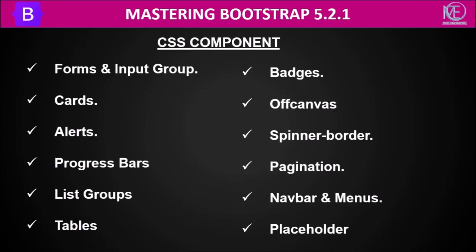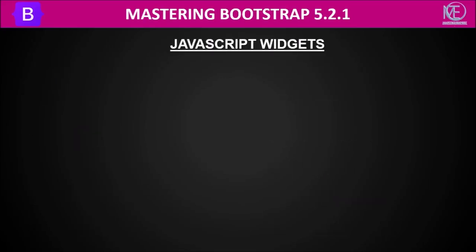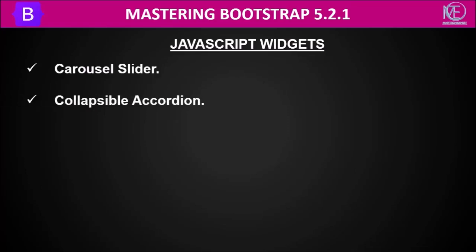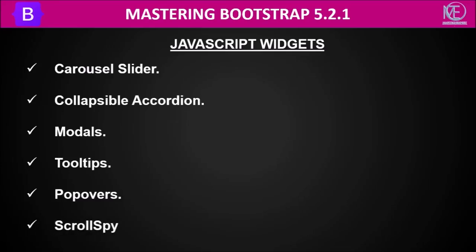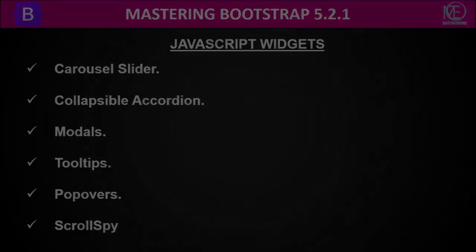And last but not least, we'll look at the JavaScript widgets. The first JavaScript widget we will look at is the carousel slider, while the second one is the collapsible accordion, the modals, tooltips, popovers, and finally the scroll bar. These are the JavaScript widgets we'll be looking at in this course. So see you as we proceed.